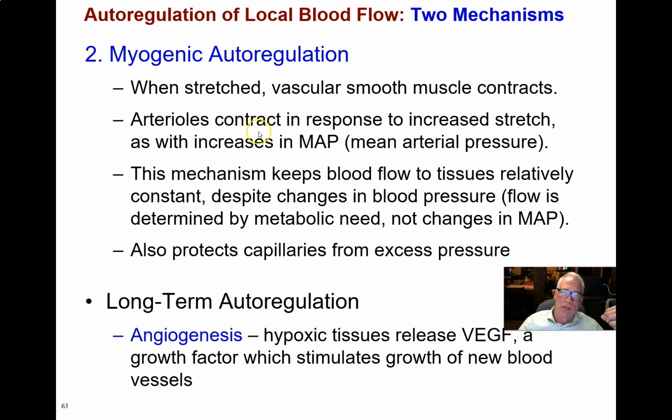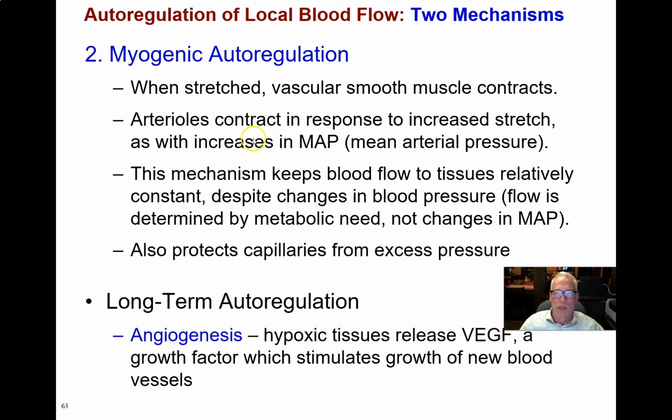Now, if mean arterial pressure goes up and nothing else changes, that means a lot more blood is going to be flowing through all the organs. But that is dampened out a bit because what happens is the arterioles, in response to the stretching, contract, and blood flow does go up, but not quite as much.